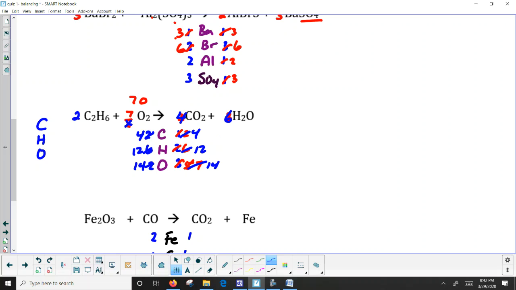So basically, the way to do these again, combustion reactions, always do these in this sequence. So carbon, hydrogen, oxygen, and sometimes you have to do the fraction with the oxygen. Okay, let's move on to the last one now.